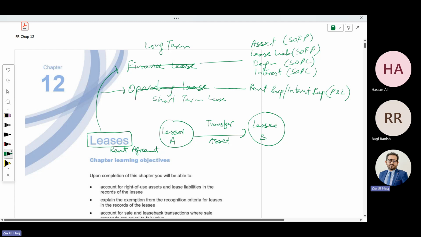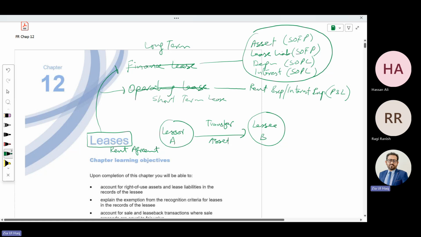Long-term lease means lease for more than 1 year. Short-term lease means lease for less than 1 year. Even if you are using asset of lessor and the ownership of asset will not be transferred to your name, you need to account for these 4 things.